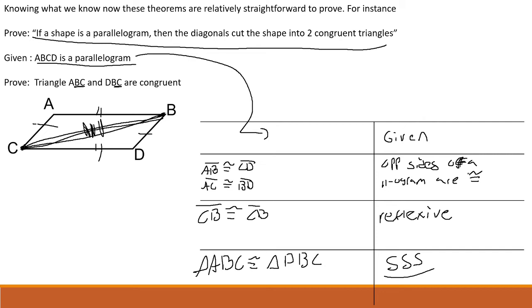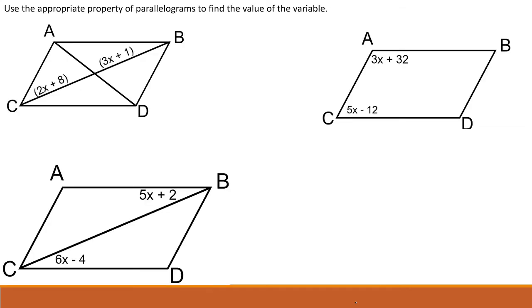And some proofs are easier than others. So proving that a diagonal cuts a parallelogram into two congruent triangles is relatively simple, or relatively straightforward, I should say, with the tools that we have right now. There are other properties that would take a little bit longer to prove that we're not going to go into right now. Now, we can also use these properties in algebra problems, which is how we're going to start out most of this chapter.